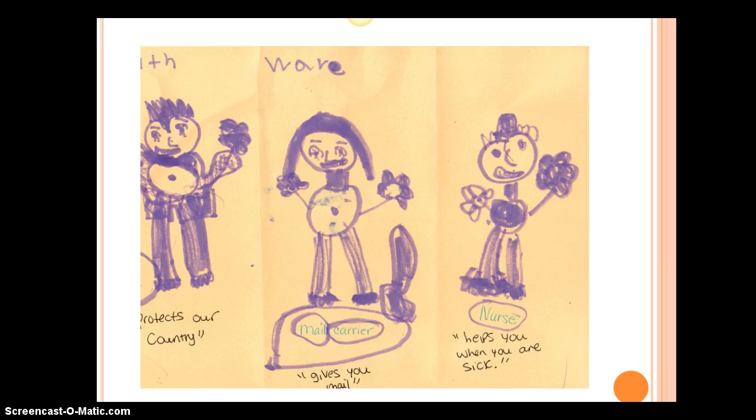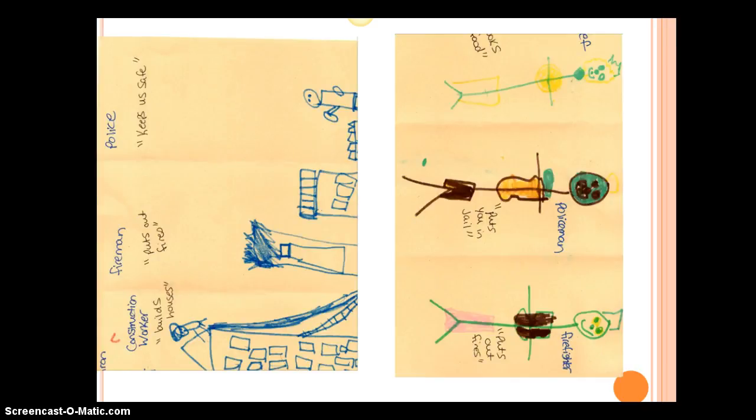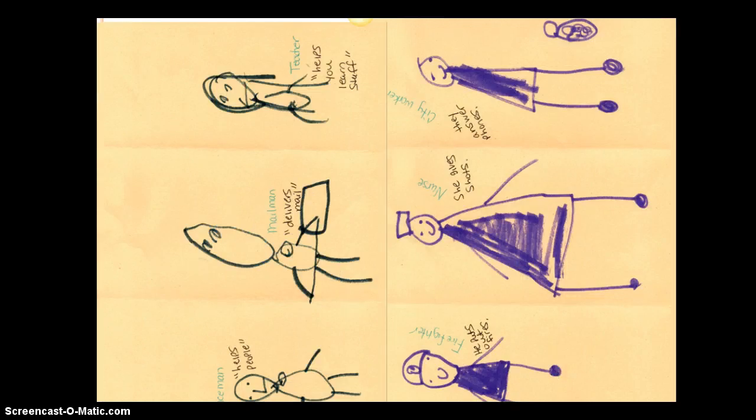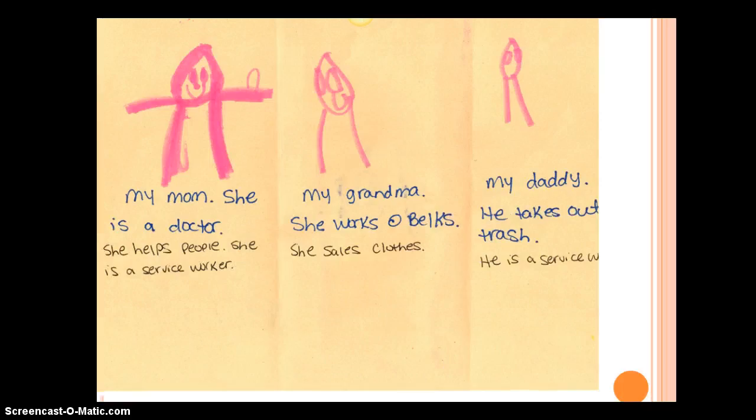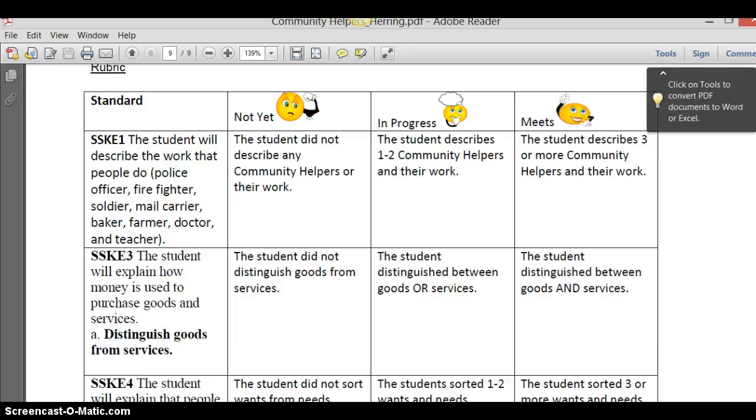Reflective journals were used at the end of the lesson to see if students could name more than one community helper, describe the work they do, and tell if they produce a good or provide a service. So here's some of our student work that was created at the end of this lesson. Students were also assessed on all content standards and a language standard on their projects using a rubric.